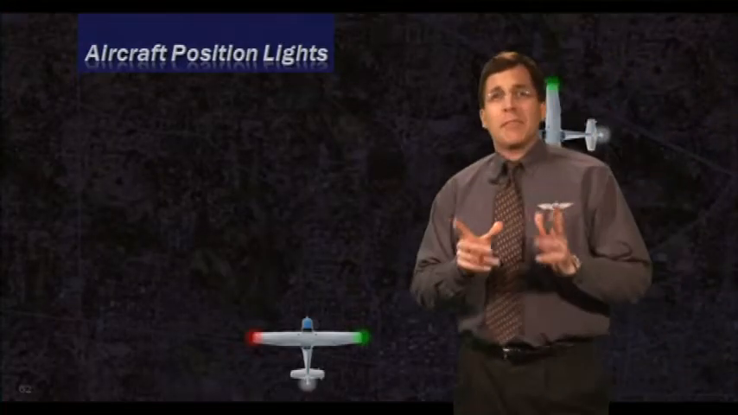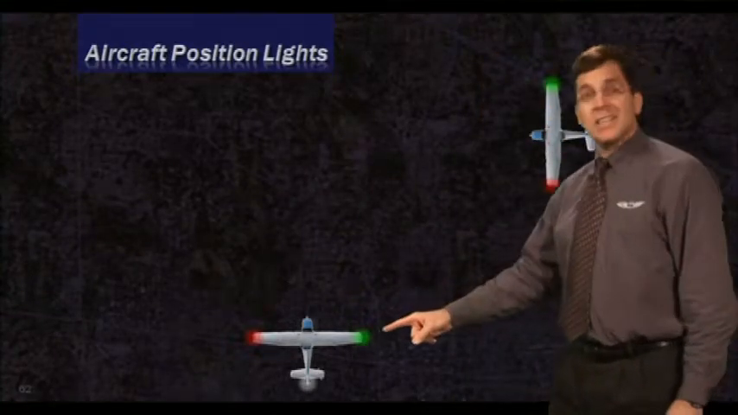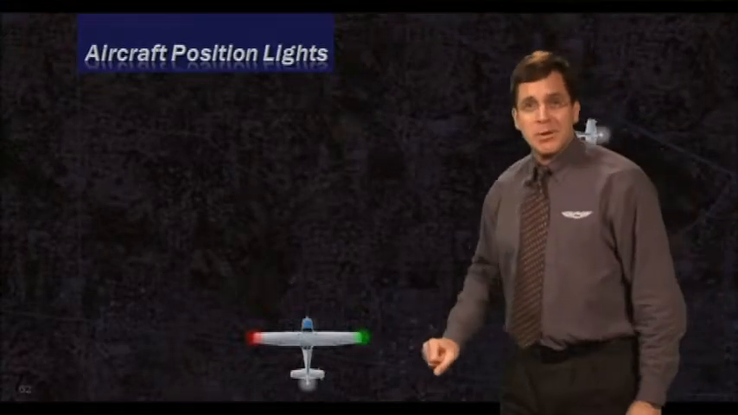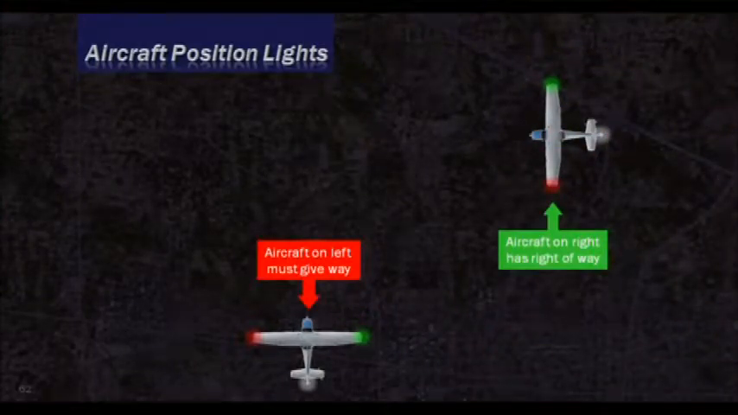Let's take a look at that from the top view. This is you and your aircraft, and this is the other aircraft. Let's play a scenario and see how it works. The pilot of the other aircraft sees the red light mounted on your left wing. That means you are to the other aircraft's right and you have the right of way.